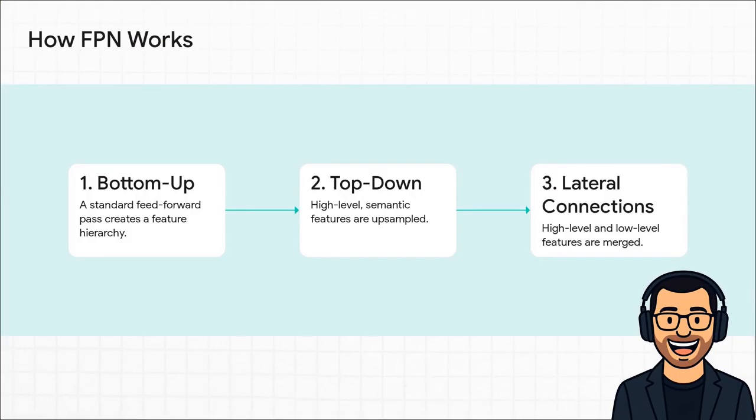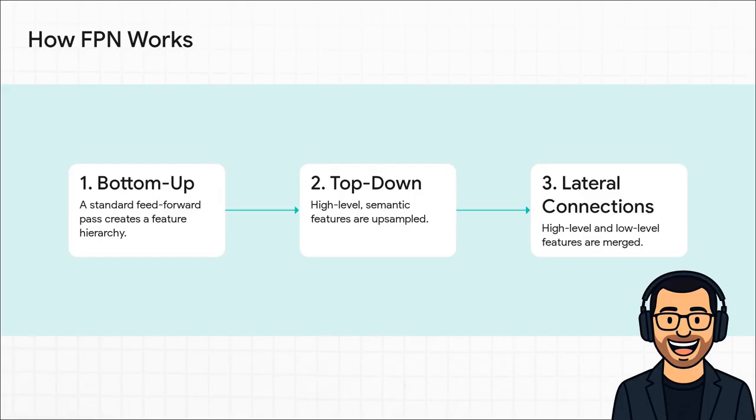First, you have the bottom-up pass. This is just the normal thing a ConvNet does. It analyzes an image and creates features that go from fine to coarse. But then, the magic happens. A top-down path takes the most abstract, high-level understanding from the very end of the network and starts working backwards, upsampling it.